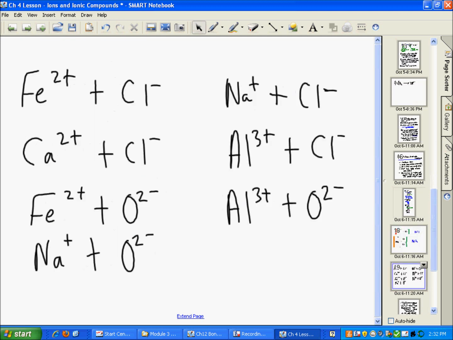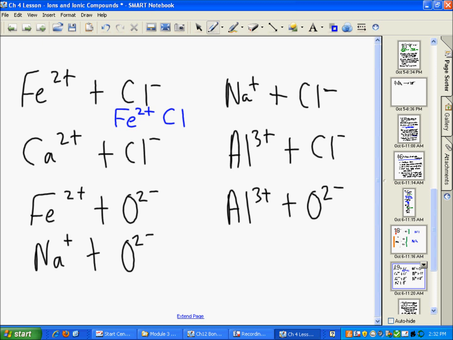But there's a shortcut. There's a shortcut to doing this. Now, you can add up all your charges and try and get enough ions so that your charges end up to be 0. But there's a much easier shortcut. And the shortcut is to cross the numbers that go with the charges down.